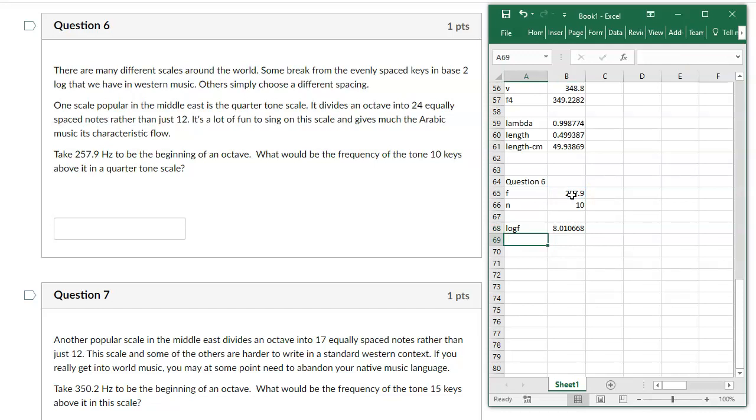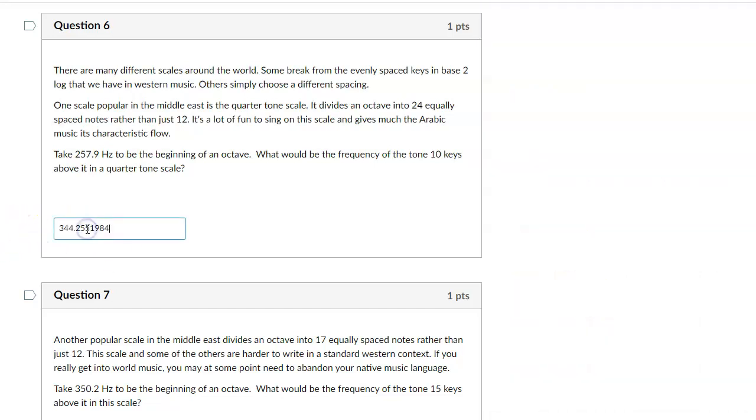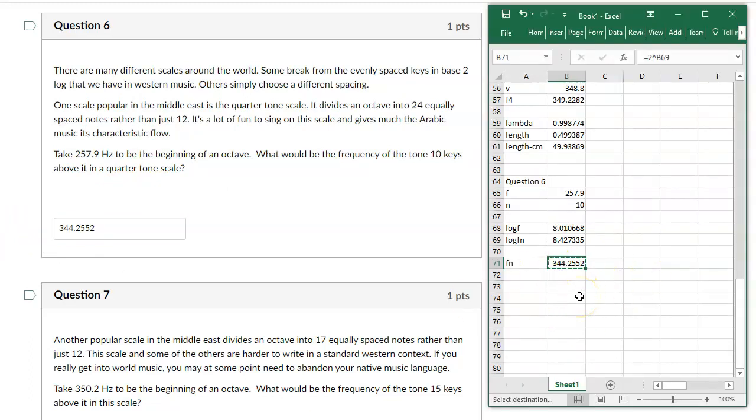Default is 10, okay? And now log of our new frequency is just going to be the old frequency plus the number of keys we have to go up times 1/24. Right? And that gets us up to where we need to be, and then get back to Fn. We're just going to take the inverse of the log by raising it to the power, 2 to the power, and we get 344.252 hertz. And that's it for this problem.